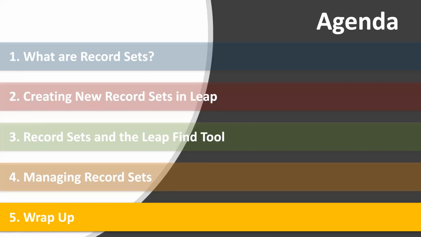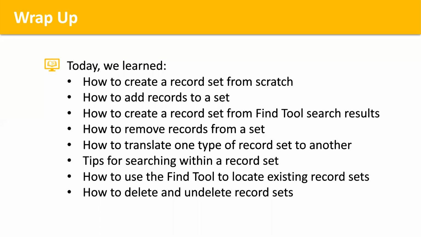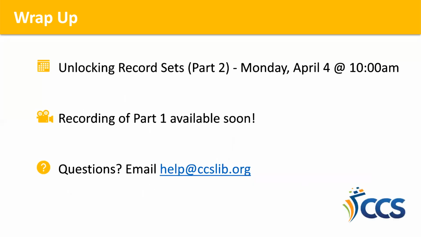Okay, so with that, that concludes part 1 of unlocking the power of record sets. Today we learned a variety of things, including how to create new sets, how to manage sets, add records to a set, how to locate sets, and more. In next week's part 2, we're going to take a look at some of the different ways staff can use record sets in their day-to-day at the library, and also some more advanced tools and actions that you can take with sets. I also want to take some time during that session where attendees can share some of the ways they or their colleagues have found record sets to be useful.